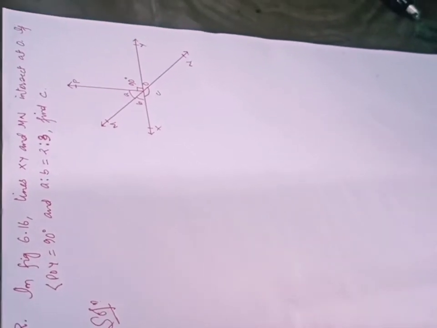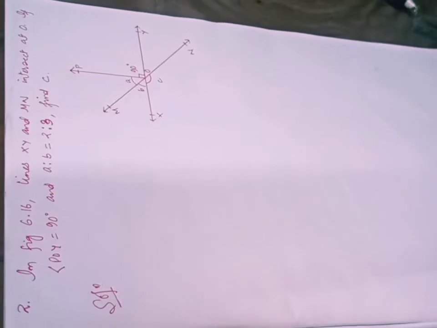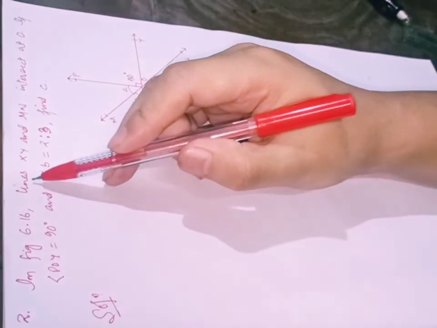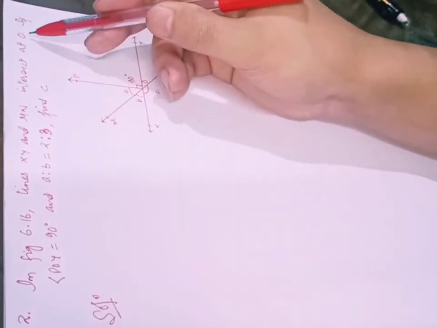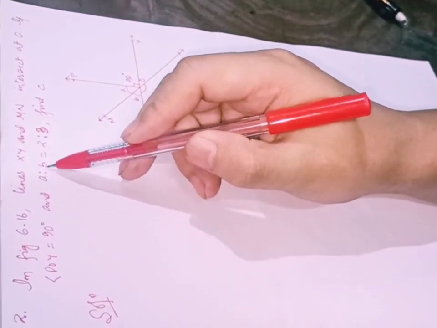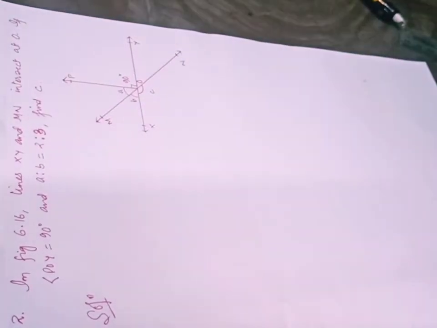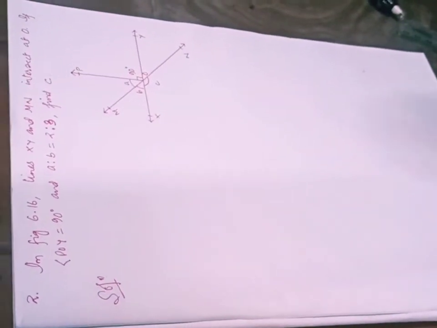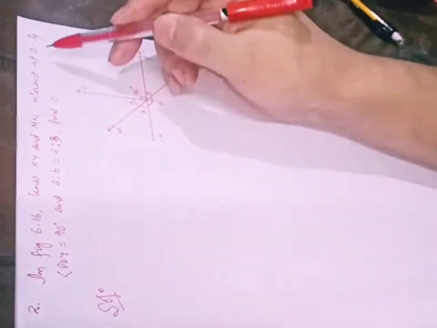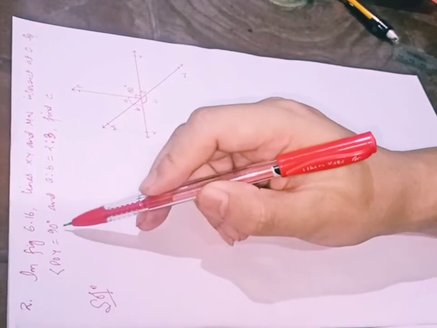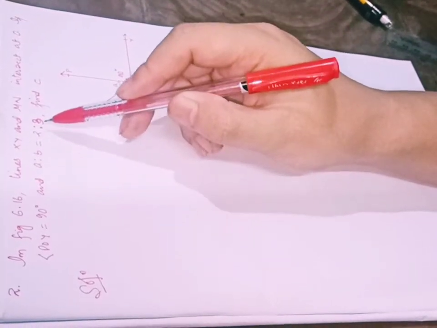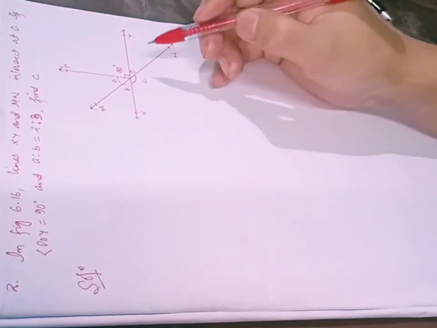Okay, so now let's go to question number 2. In question number 2, the question says, in figure 6.16, the lines XY and MN intersect at O. If angle POY is 90 degree and A is to B is 2 is to 3, find C. Correct? So what is given in the question is that the lines XY and MN intersect each other at O, and angle POY is given to be 90 degree. The ratio of A and B is given as 2:3. So we need to find the value of C.